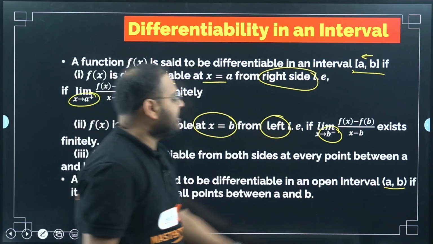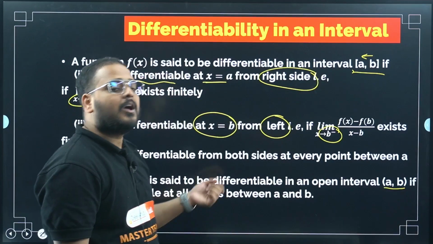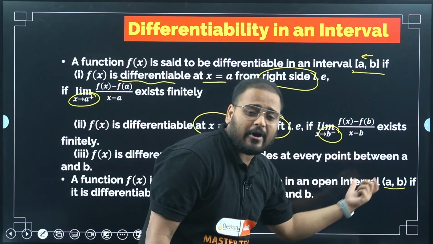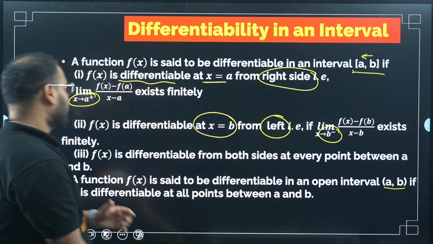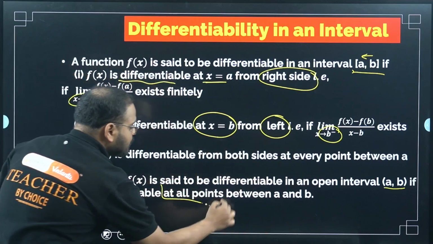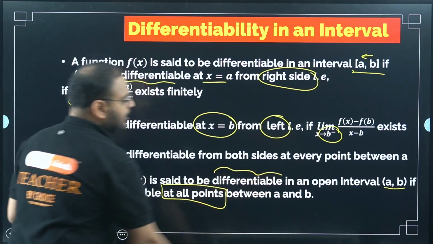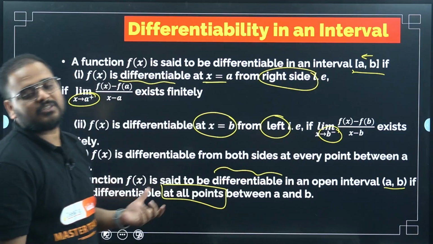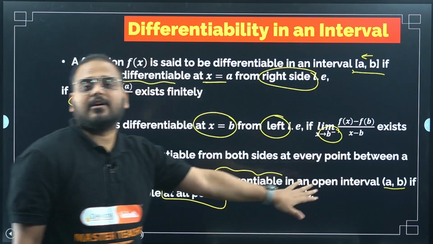Again same thing, a and b are not inclusive here, so we'll take the differentiability at all the points lying between a and b. So at all those points the function should be differentiable. When we have that situation, then we can call the function to be differentiable in that open interval a comma b.